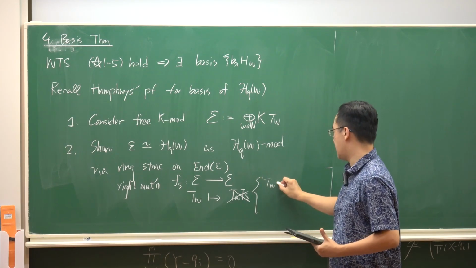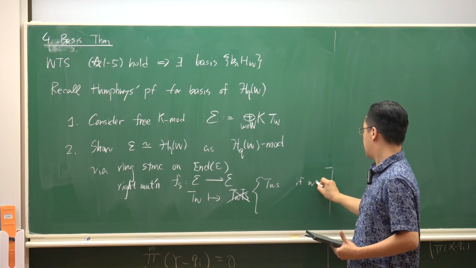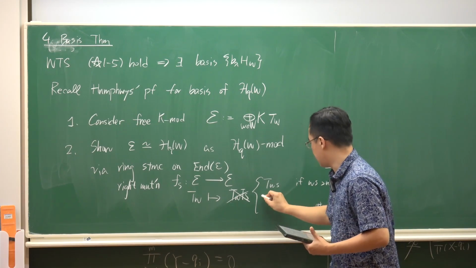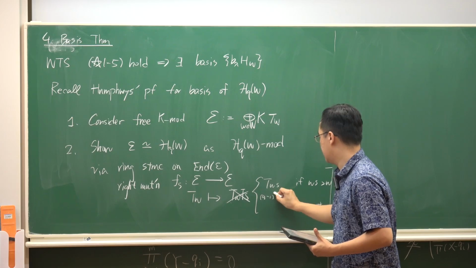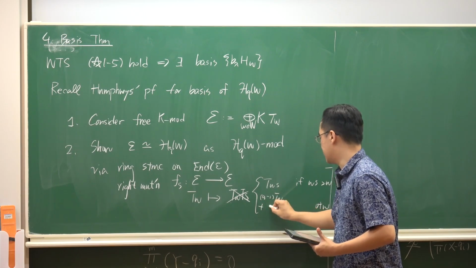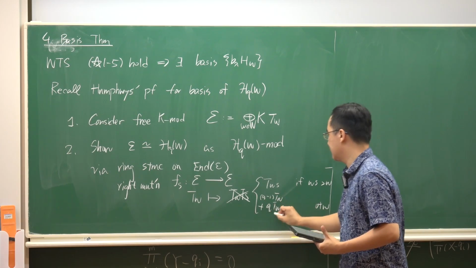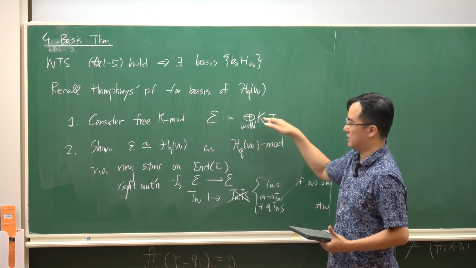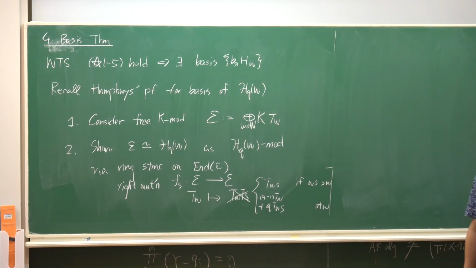This is either T_ws or T_w times some coefficient plus some other coefficient. And then there are some calculations to follow, and then he can show that this is isomorphic to that, and hence you have a basis.